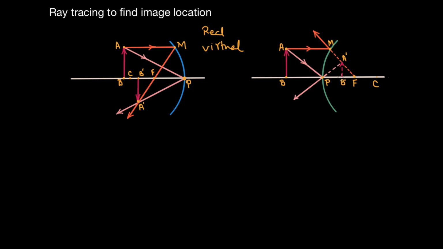So if you were to put a screen in this place, like a white piece of paper, for example, then you would actually see an inverted arrow in this place. However, if you were to put a piece of paper behind the mirror, you're not going to see anything. That's because the rays do not actually meet. They just seem to meet, for an observer looking at it from this side. They just seem to come from this point here.